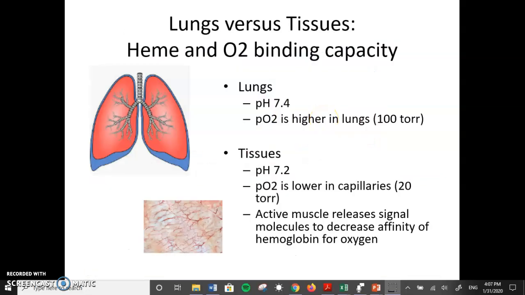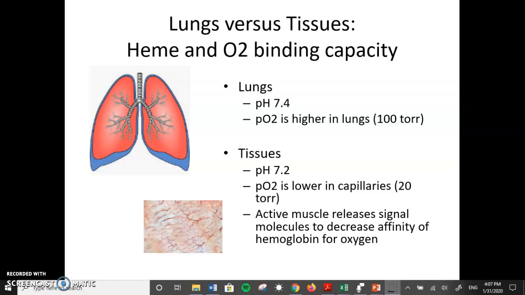Next, we can talk about the binding capacities of oxygen and heme in the lungs versus the tissues. I'm realizing that the O2 has an uppercase 2 and not a subscript, but I just want to acknowledge that I know that should be the subscript. So, getting back to the presentation, in the lungs, heme has a higher affinity for oxygen than in the tissues. This is due to pH, which we'll see has an effect on oxygen release.